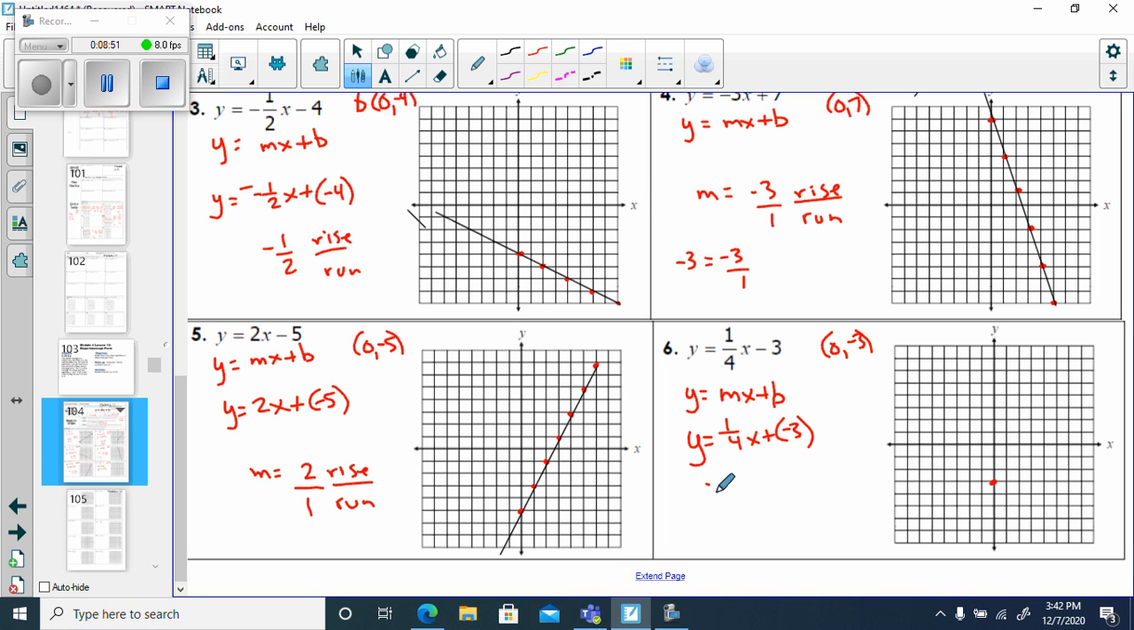Our slope is 1/4. Remember, that is our rise over our run. So I'm going up 1 over 4. Up 1 and over 1, 2, 3, 4. Up 1 and over 1, 2, 3, 4. Okay? And I draw my line through these. Here we go.